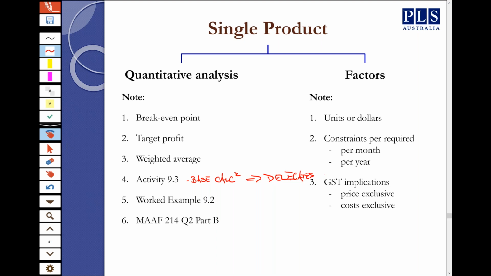Now, the factors that you would consider as you answer a question are: have they asked you to answer in units or dollars? Are there any constraints? And what are the GST implications? Well, the base GST implications are that you must have both your price and costs exclusive. So these are determined exclusive of GST.